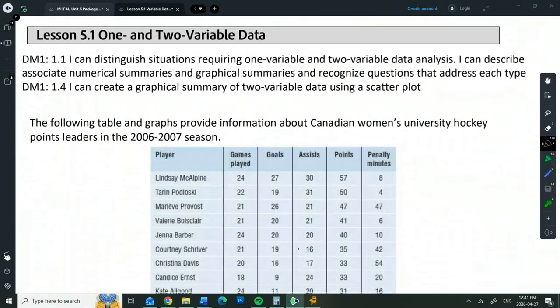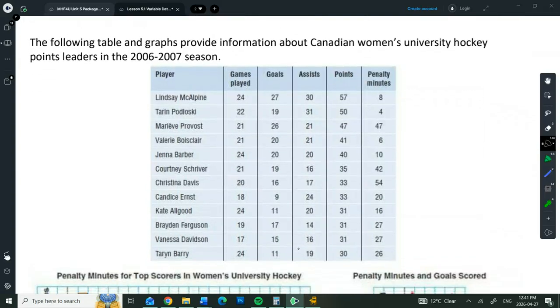Okay, perfect. So let's get into the first lesson. We're just going to look at what we call one variable data and two variable data, different ways to express those, and then different ways to read the data sets.